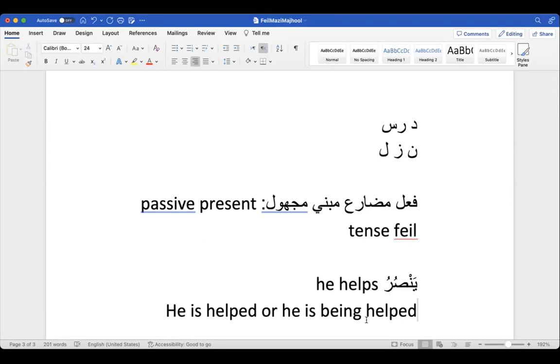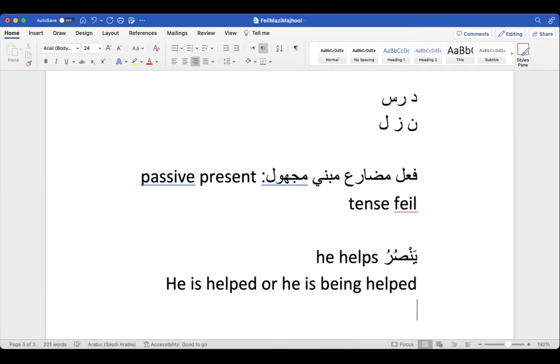In the Fail Mazi Majhool case, it was he was helped. So that was a past story, right? So this is he is being helped. So it is going on currently, right? Or you can say he will be helped, kind of, also. But he is being helped is mostly what we use, right? For example, it is being taken out. So that kind of thing we generally use. It's all in a passive manner. We are using this. So how to do that?